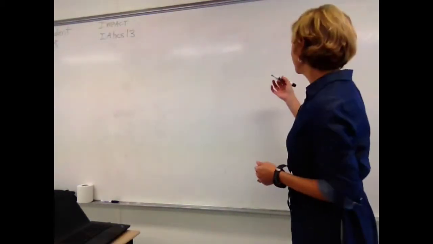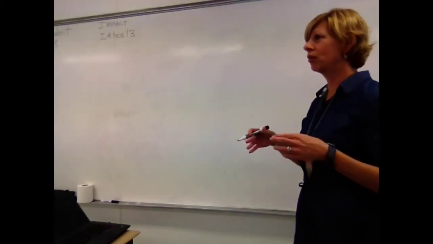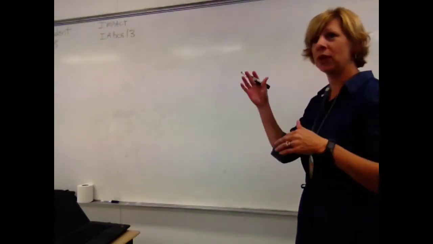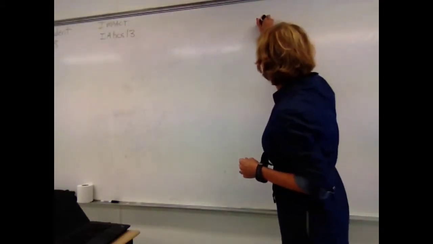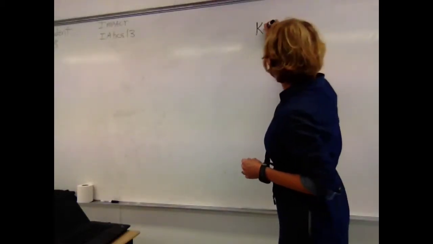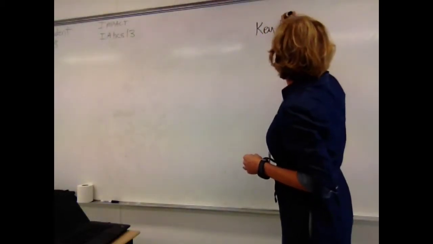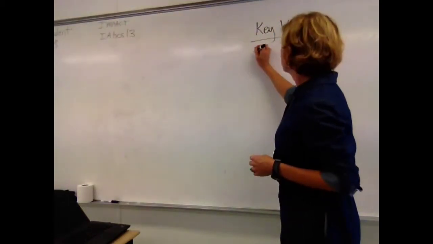Really, you're just taking a simple graph and looking at how it behaves, how it works, what's going on with it. Is it going up? Is it going down? Is it big? Is it little? So in order to do that, you have to have some background information, key words. Okay, we've heard these before.